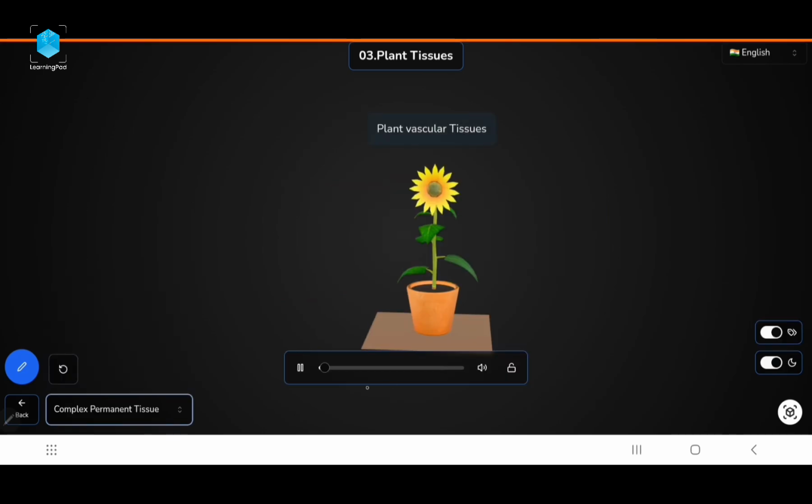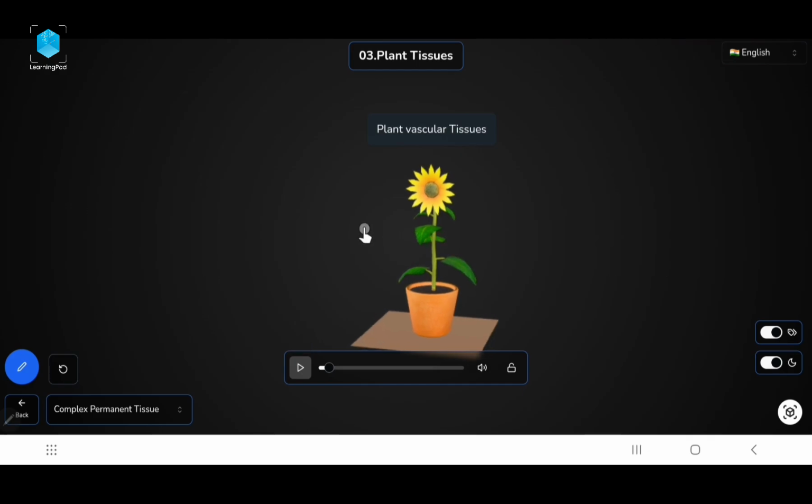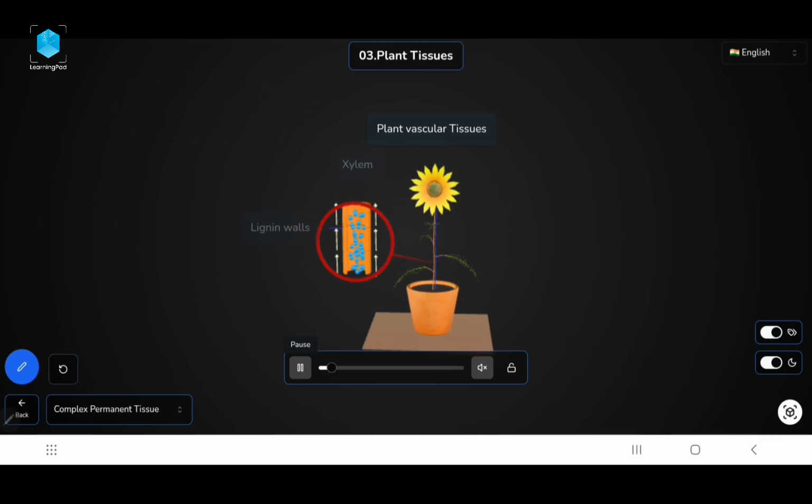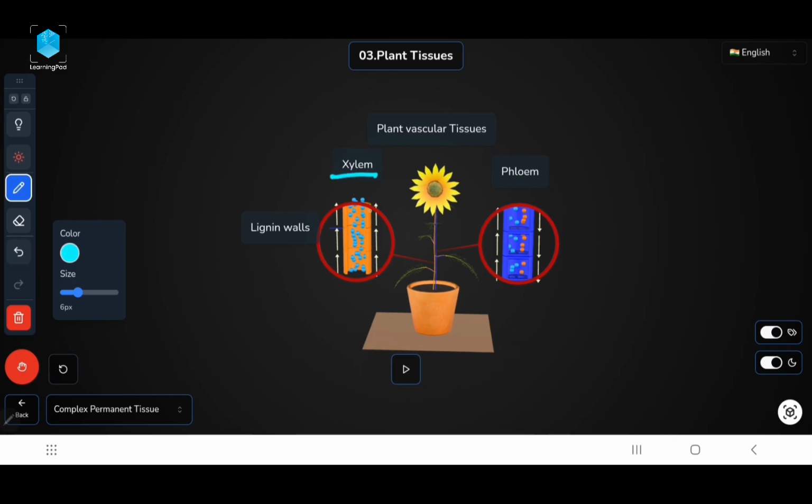Complex tissue, also called vascular tissue, consists of xylem and phloem. You can see in the picture, children, this is xylem. These are the xylem cells. The walls have deposition of lignin.